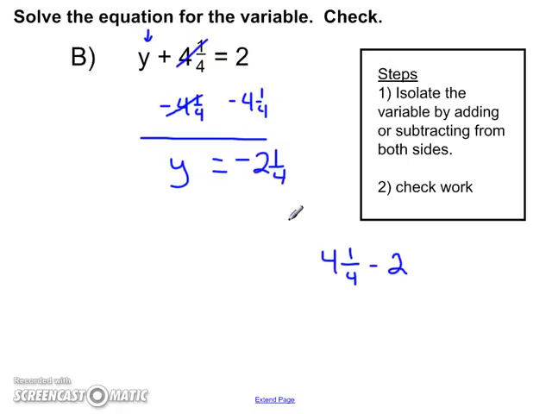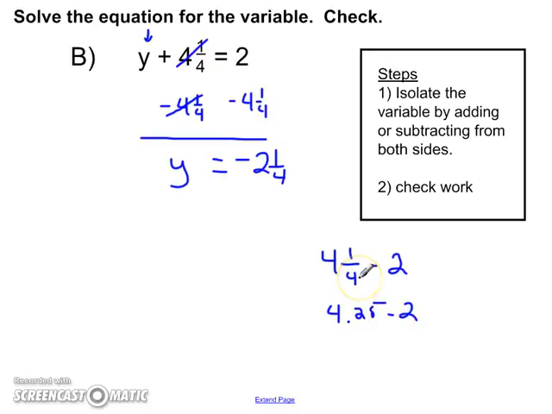Now, you have other choices of things that you could do, and that's where we get a little bit, I don't want to say sketchy, but, well, we do get a little bit sketchy because we have to remember, how do I deal with fractions and decimals? You could do this as a decimal problem. 4.25 minus 2. Well, 4.25 minus 2, well, that leaves you 2.25.